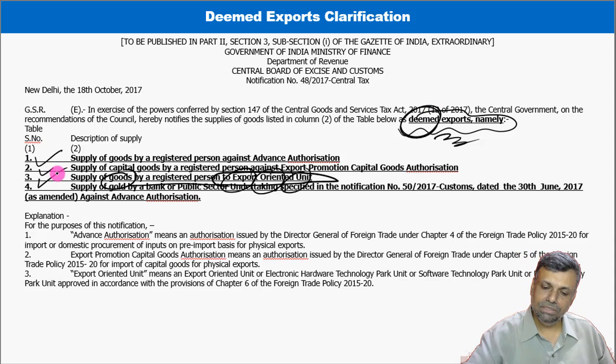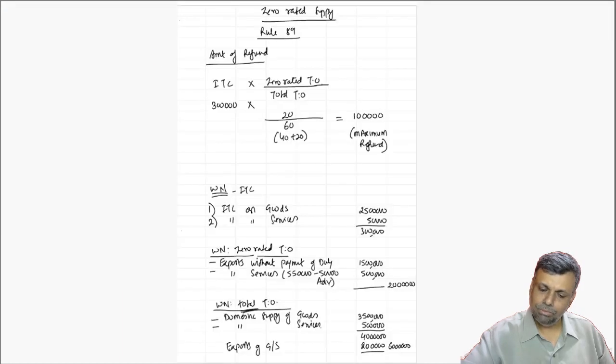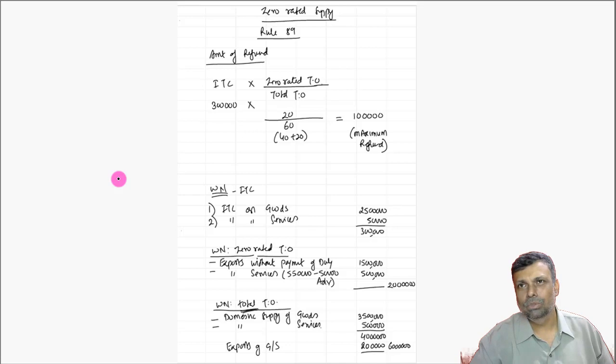Okay, so these are some different situations which are already given by the government that will be regarded as deemed export. That's the reason I told you that sometimes a question comes up: export and deemed export treatment is the same, but what is the difference? These are the few transactions which will be regarded as your deemed exports.